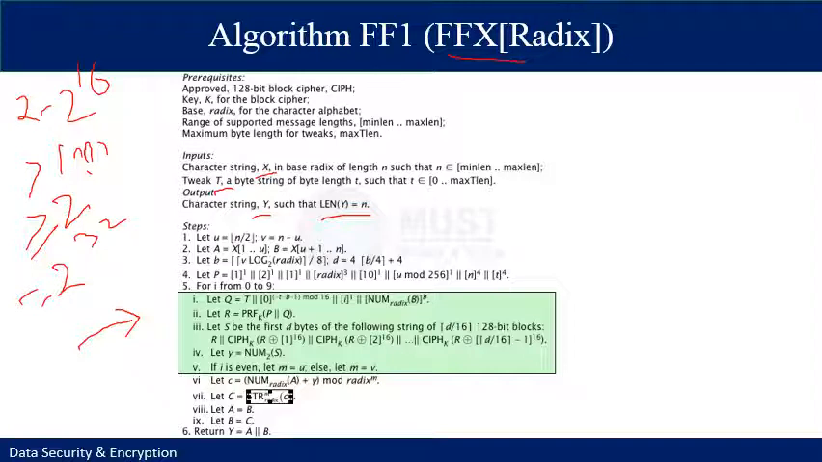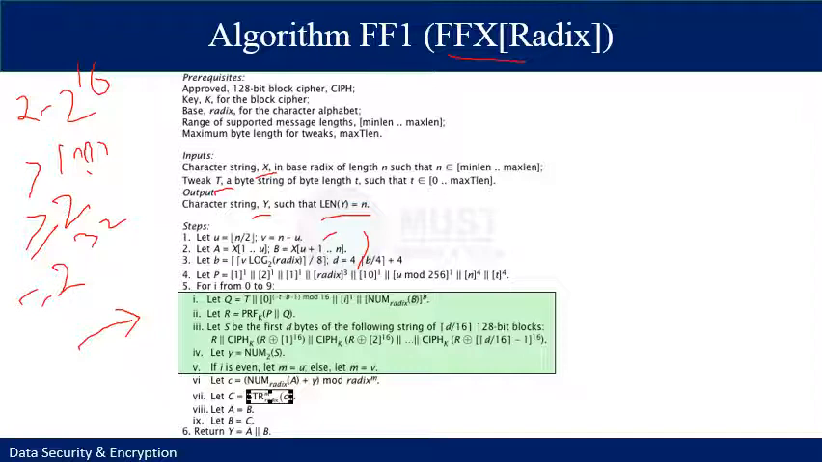So the first two steps of the algorithm take the input x and split it into two substrings, a and b. If n is even, a and b are of equal length, otherwise b is one character longer than a, as represented in the first two lines.